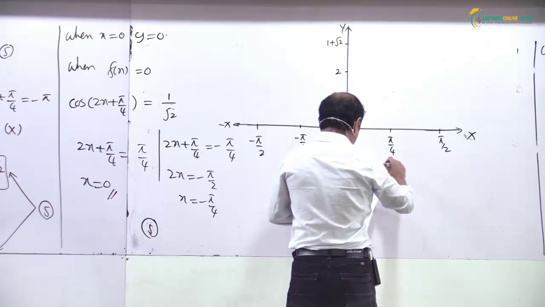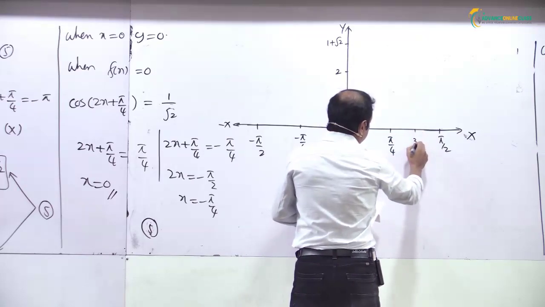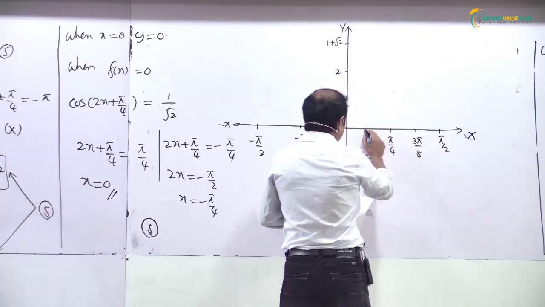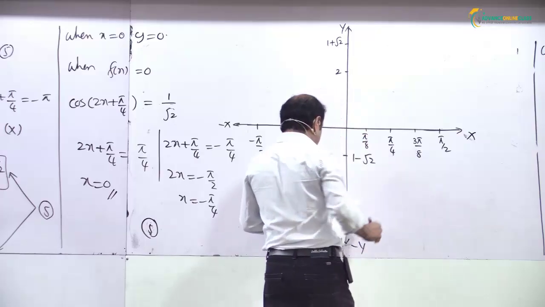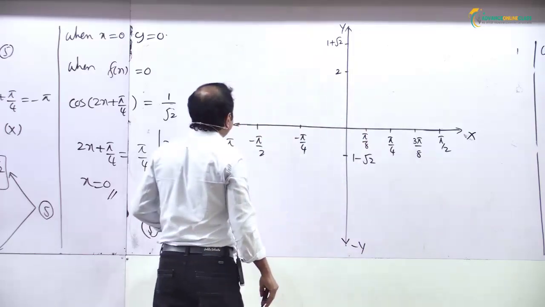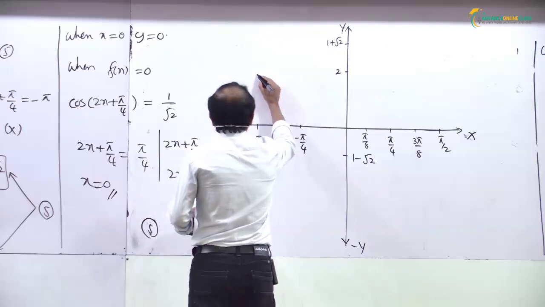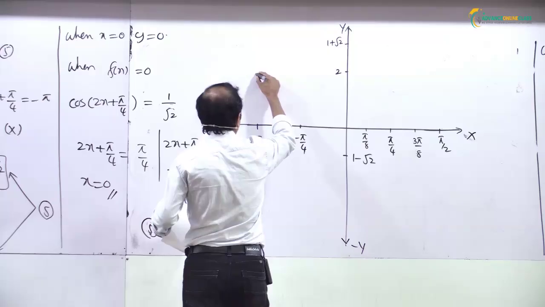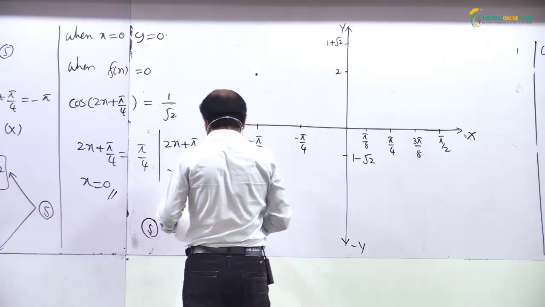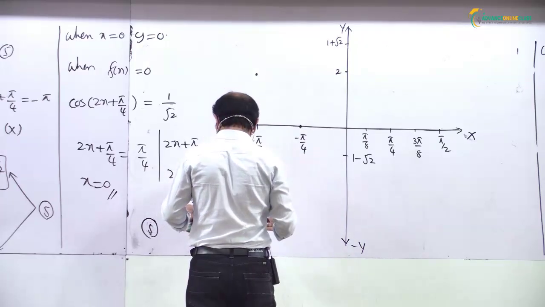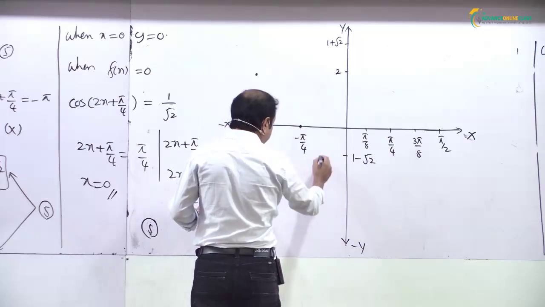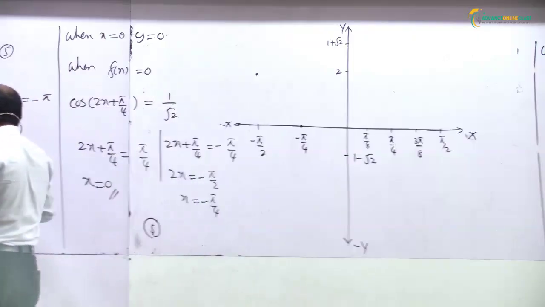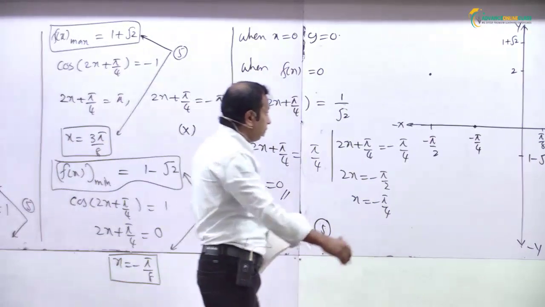5 by 4, 3 pi by 8, 5 by 8. Correct, no? Right. Here, when x equals minus pi by 2, y is 2 by 2. Here 0. Here the minimum value happens at minus pi by 8. Minus pi by 8 is here.